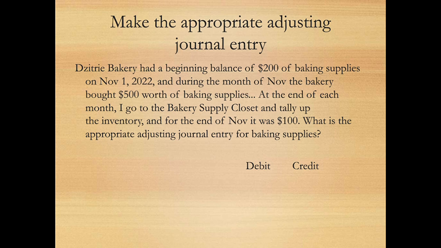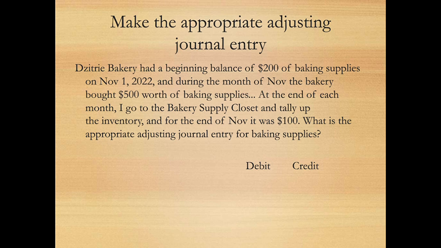On the last day of the month, November 30th, at the end of the month, the owner of the bakery goes into the bakery supply closet and tallies up the inventory. And for the end of November, they tallied up $100. So they started off with $700 throughout the month. At the end of the month, they had only $100. What is the appropriate adjusting journal entry for baking supplies?